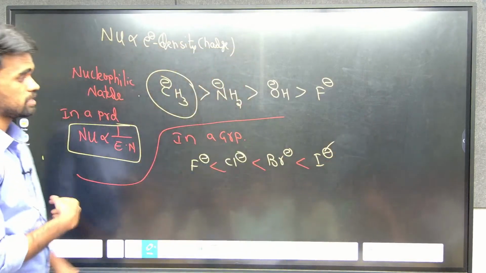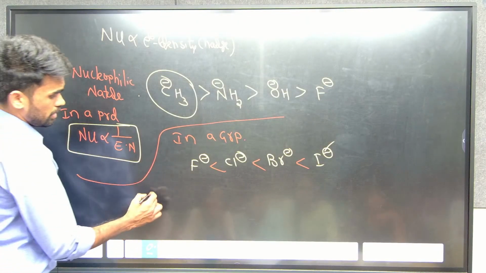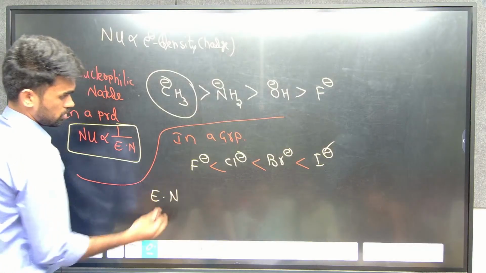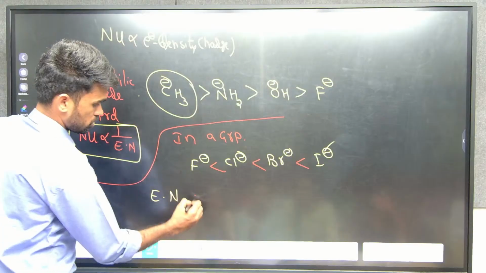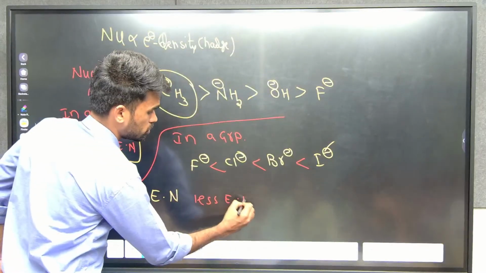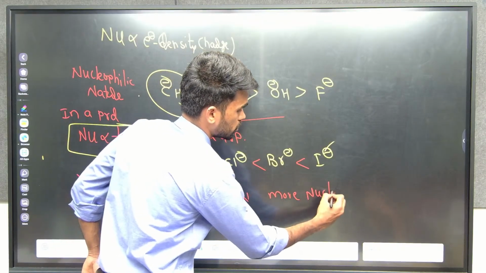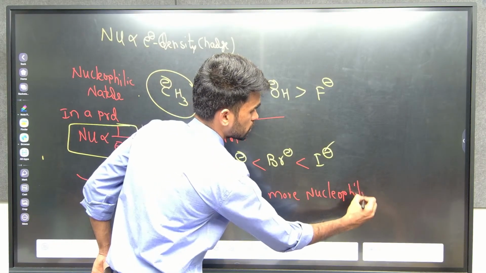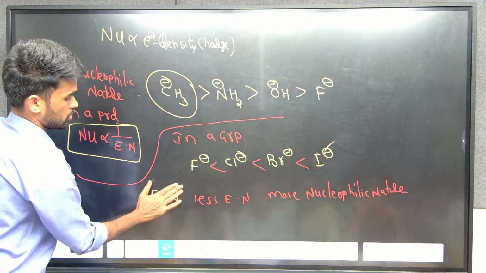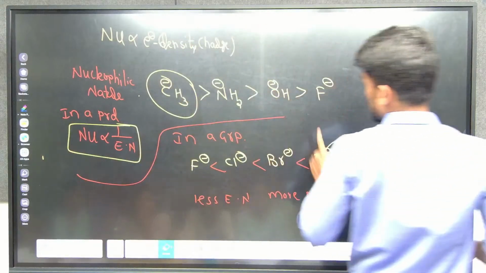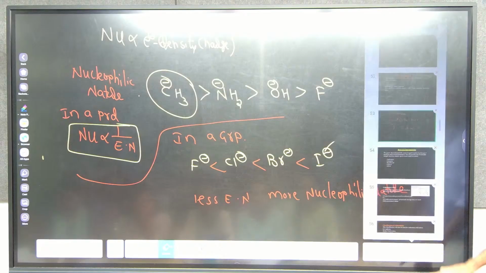You can write this. So here, what can you say about electronegativity? How is it related? Less electronegative, more nucleophilic nature. You can write it like this. These two orders are important. Okay.